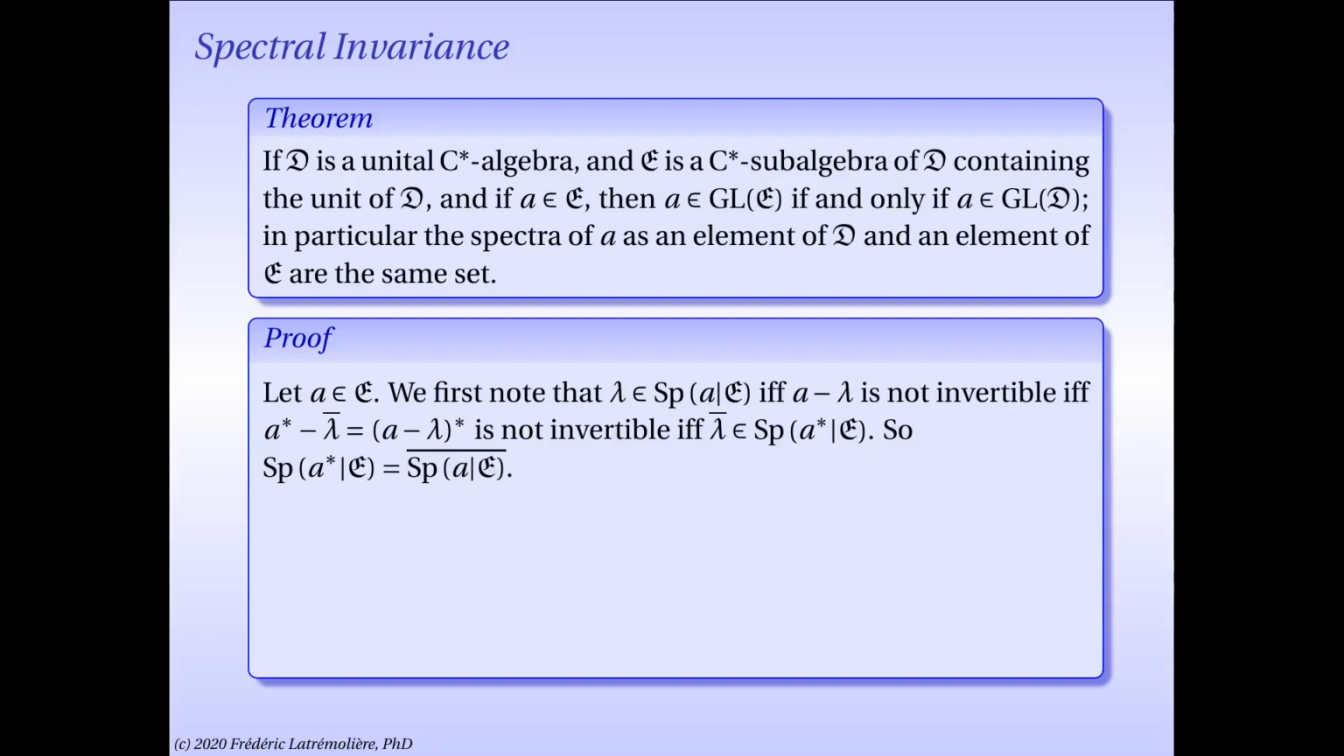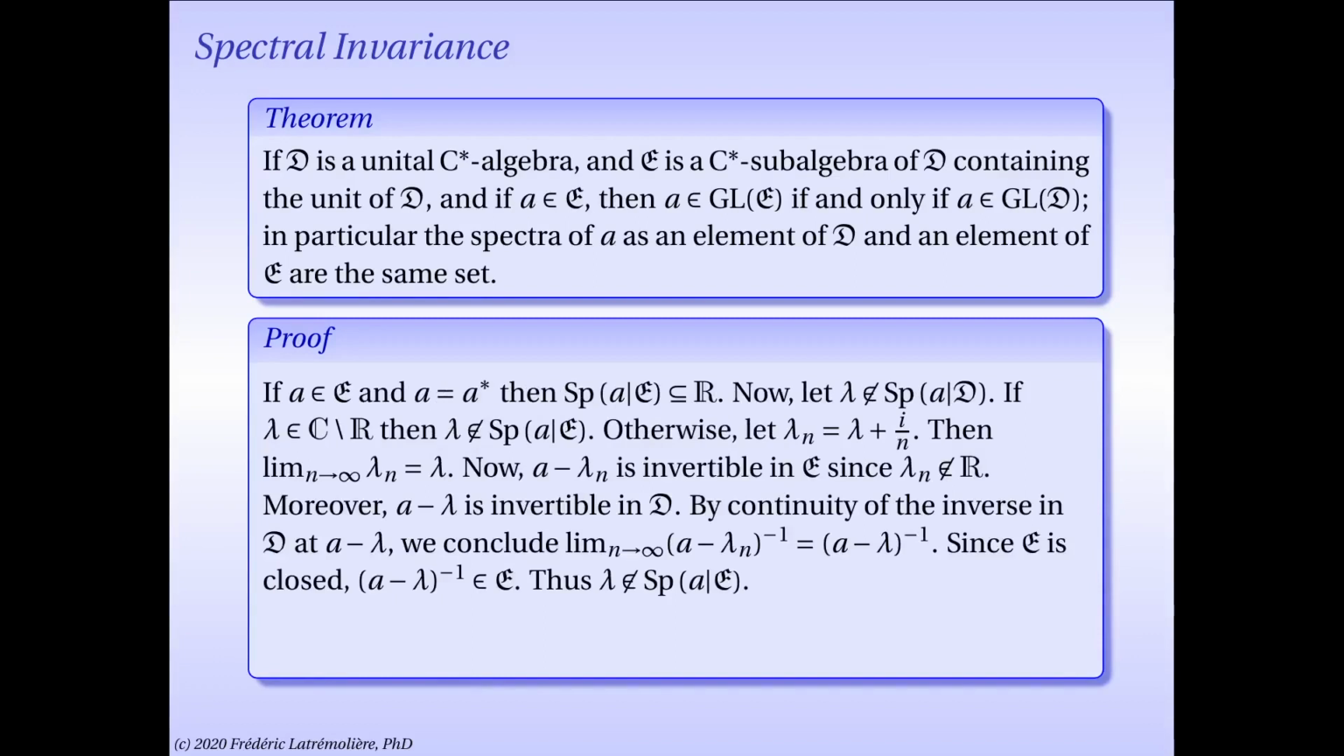So if I take lambda, an element of the spectrum of A, with respect to the C-star algebra E, well, that means that A minus lambda is not invertible, which in turn means that the adjoint of A minus lambda cannot be invertible either, as we have observed. But I can calculate that as the adjoint of A minus the conjugate of lambda. So the conjugate of lambda must be an element of the spectrum of the adjoint of A, spectrum computed inside E. And you can do the same calculation exactly backward, or use the fact that the adjoint is an involution. From this, you conclude that the spectrum of the adjoint of an element is actually the conjugate of the spectrum of that element.